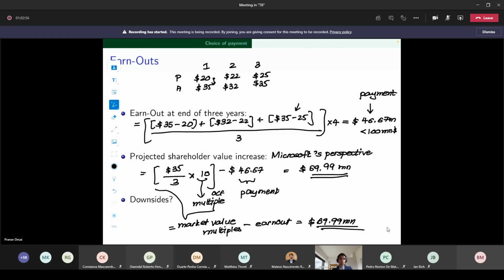So given this particular arrangement, what might be the potential downsides of something like an earnout?